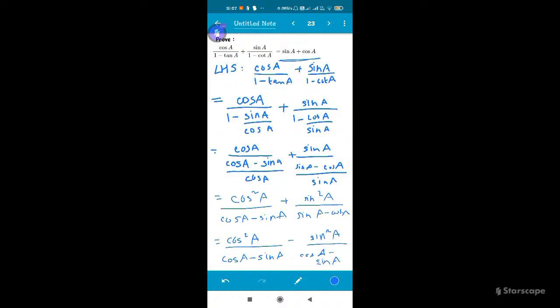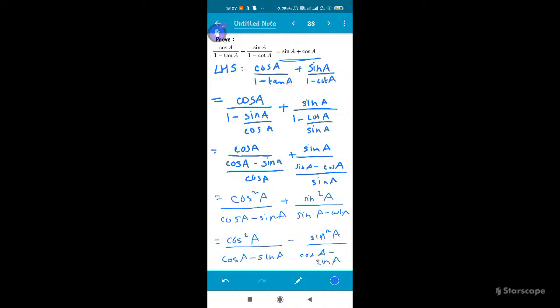Alright, the first step, see what do we have out here? We have cos a by 1 minus tan a and we have sin a by 1 minus cot a. In the right hand side, we have sin a and cos a, the values in terms of sin and cos. So in order to bring that, we are converting tan and cot into sin by cos and cos by sin respectively. Whenever we start with such proving questions, we have to see what we have to prove.